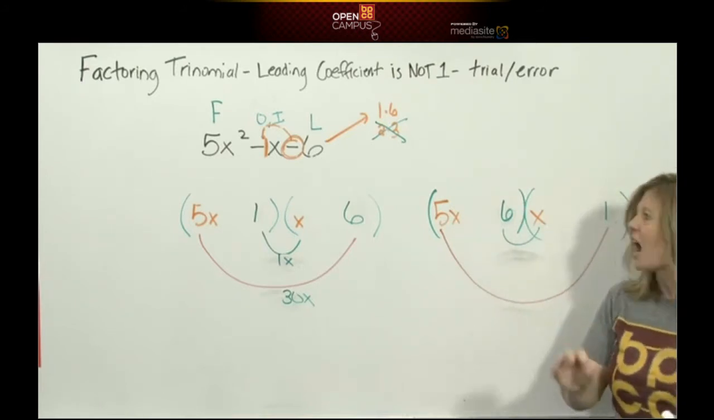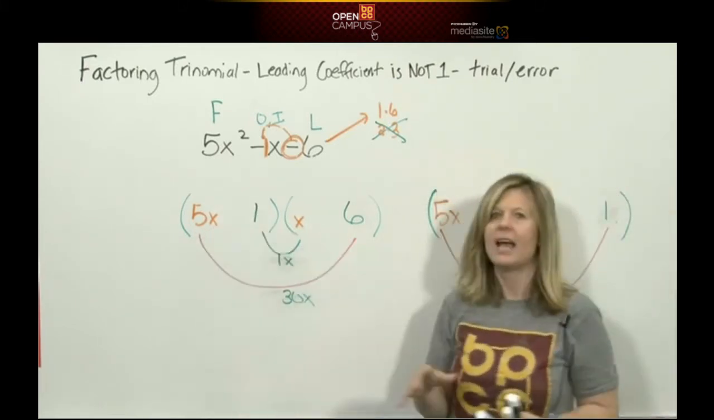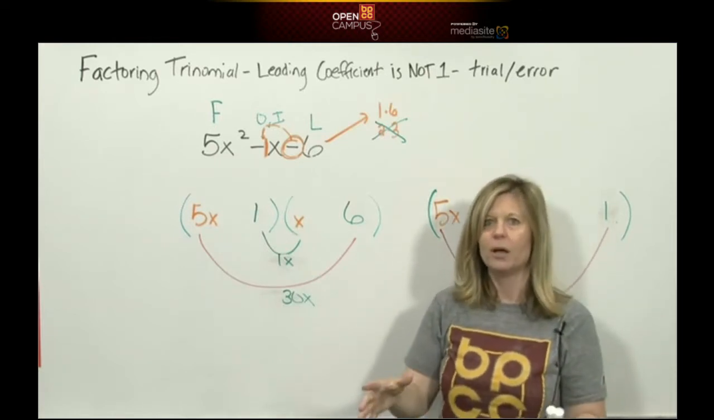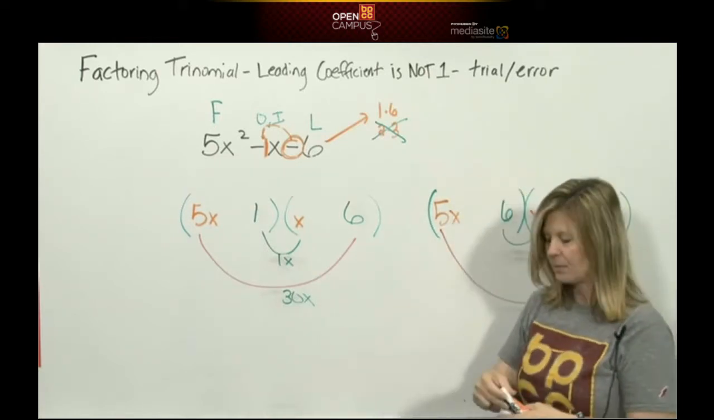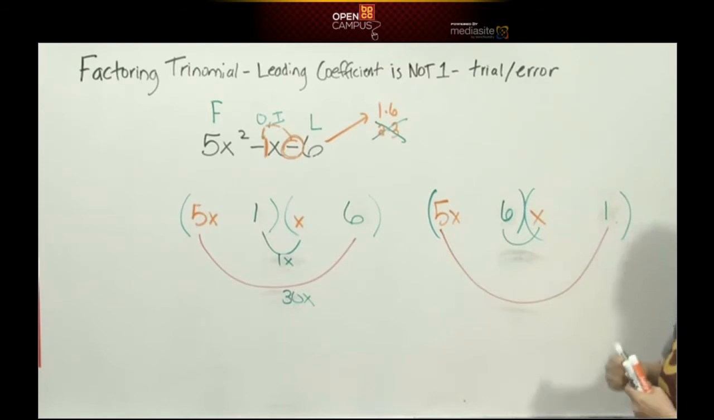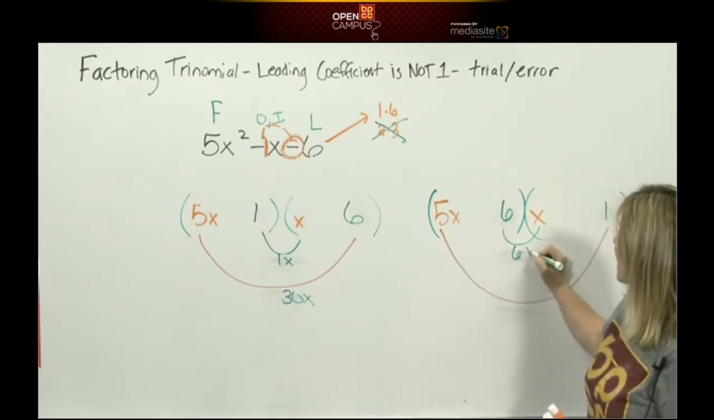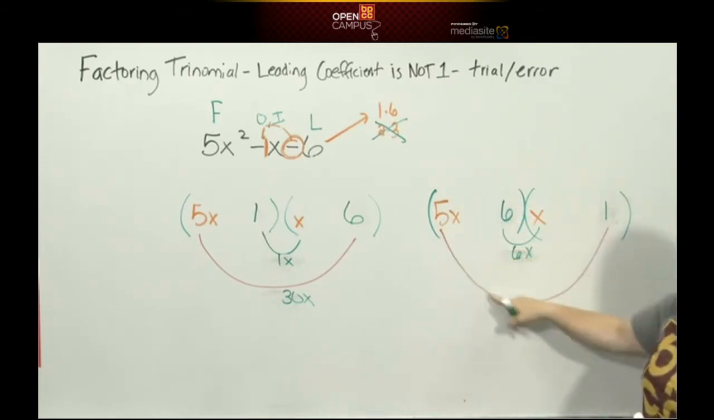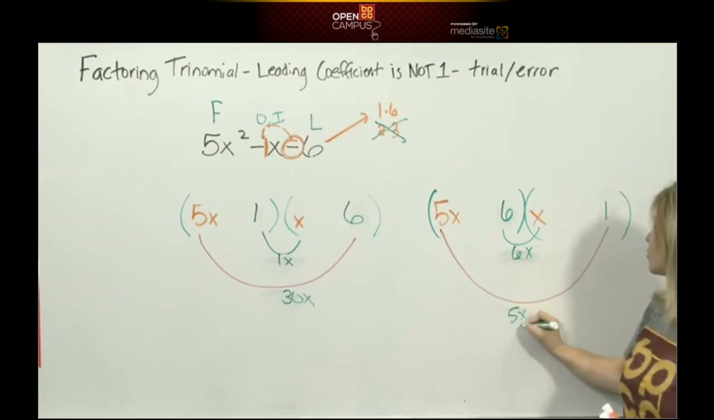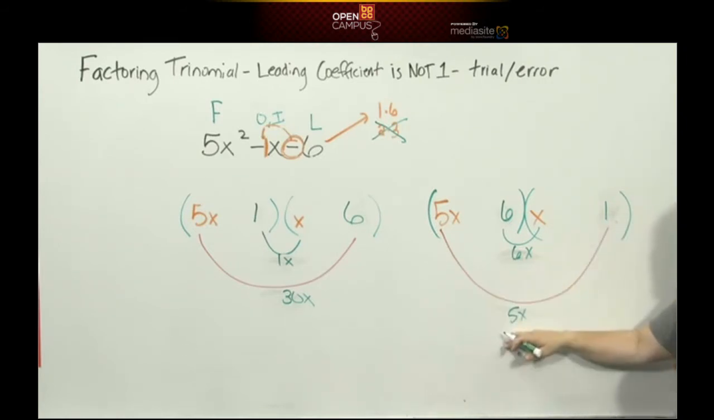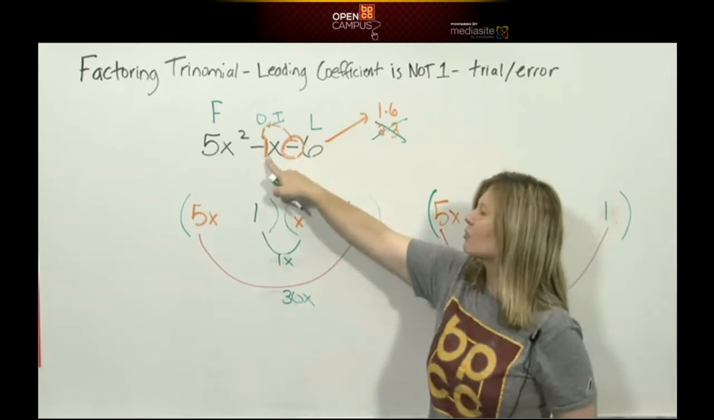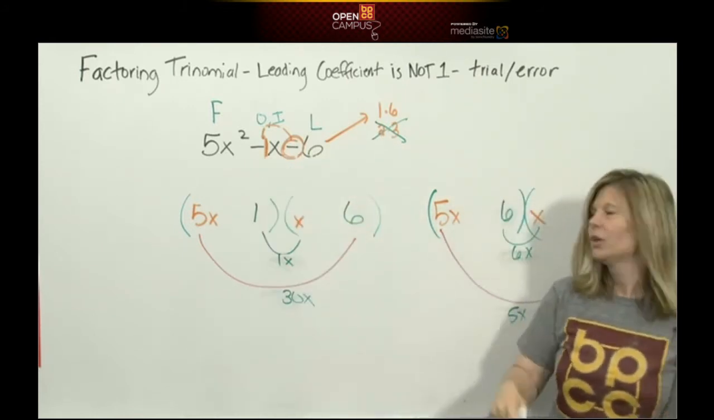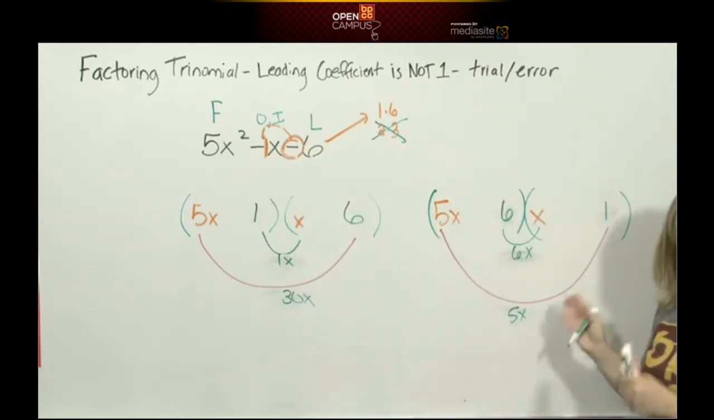If you notice, I never moved the 5x and the x. The first term stays put. I just play with the constants. Now check your outers and inners. My inners are 6x. My outers are 5x times 1, which is 5x. Will 6x and 5x subtract to 1x? Yes. That's what I mean by trial and error.